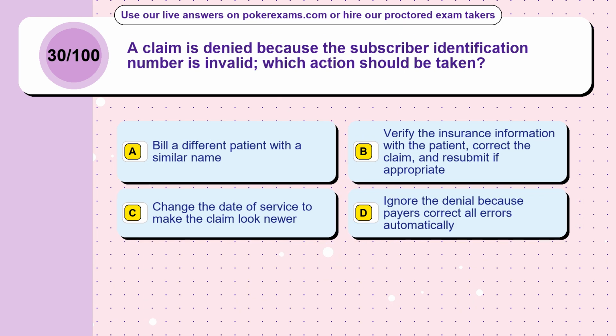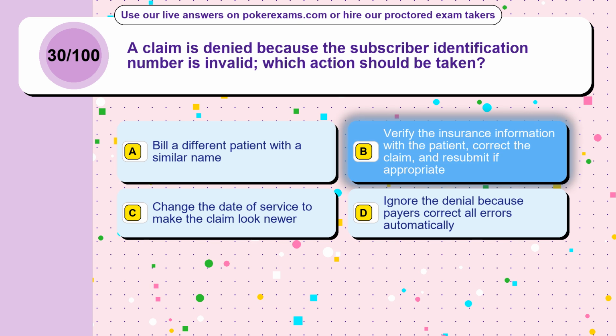Question 30. A claim is denied because the subscriber identification number is invalid. Which action should be taken? Option A, bill a different patient with a similar name. Option B, verify the insurance information with the patient, correct the claim, and resubmit if appropriate. Option C, change the date of service to make the claim look newer. Option D, ignore the denial because payers correct all errors automatically.